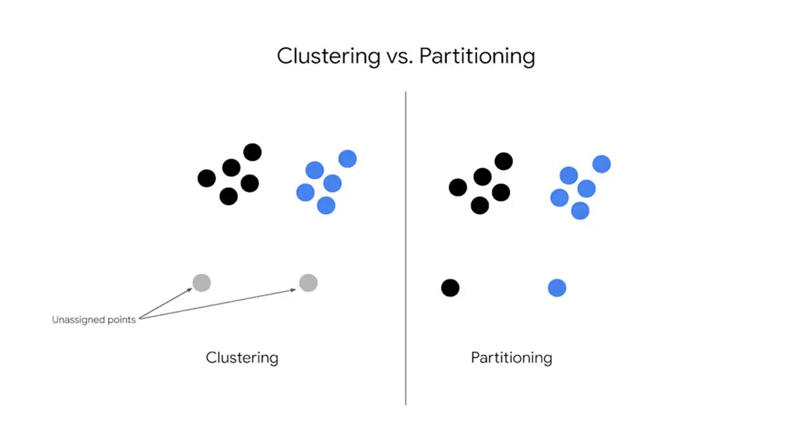Finally, note that even though k-means is a partitioning algorithm, data professionals typically talk about it as a clustering algorithm. The difference is that outlying points in clustering algorithms can exist outside of the clusters. However, for partitioning algorithms, all points must be assigned to a cluster. In other words, k-means does not allow unassigned outliers.